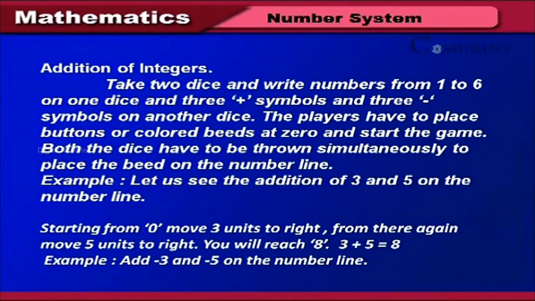Example, let us see the addition of 3 and 5 on the number line. Starting from 0, move 3 units to the right. From there, again move 5 units to the right. Reach 8. 3 plus 5 is equal to 8. And add -3 and -5 on the same number line.